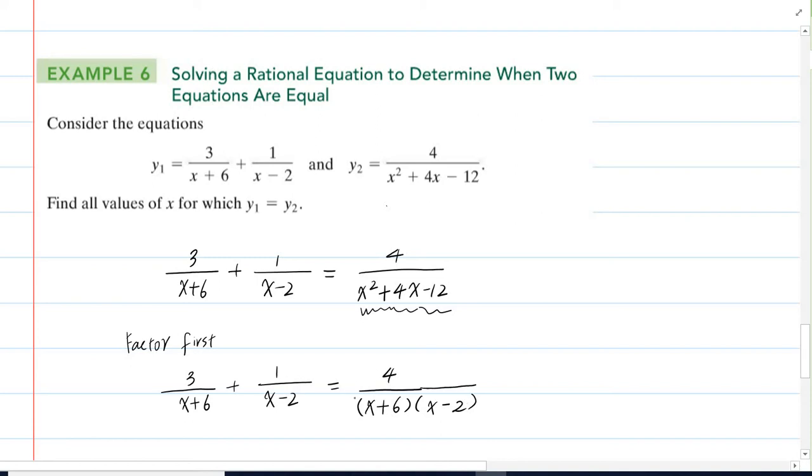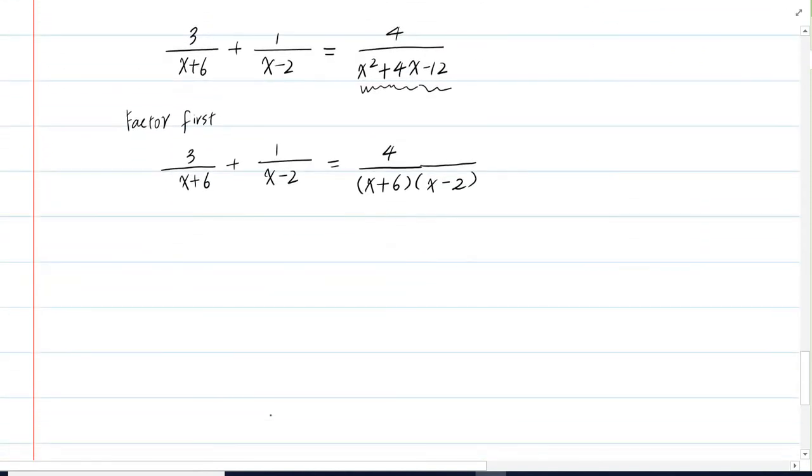So once we have this, you factor it, and then the next step is we're going to go ahead and find our LCM. The rest of the steps are exactly the same. You will find our LCM, then you multiply every single term by the LCM, then you cancel, then you solve the equation, and then you check your answer. Let's go ahead and look at this. But here we have x plus 6, x minus 2, then we also have the factor x plus 6, x minus 2.